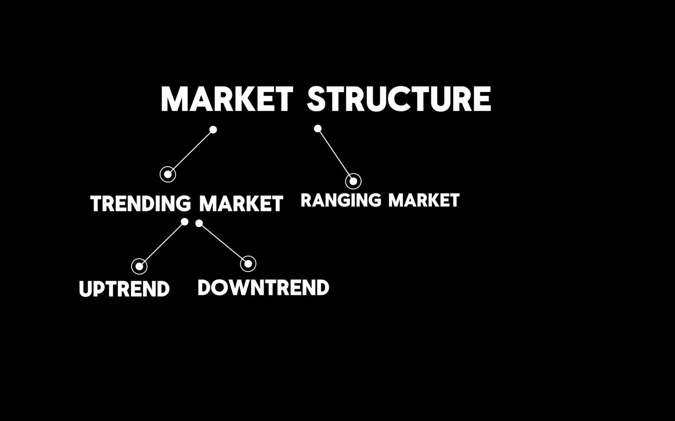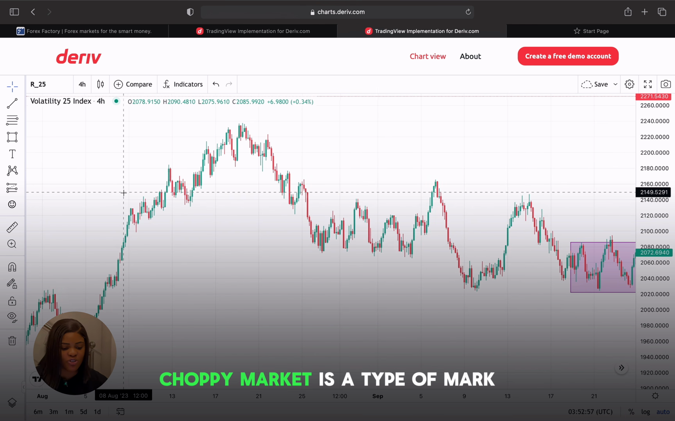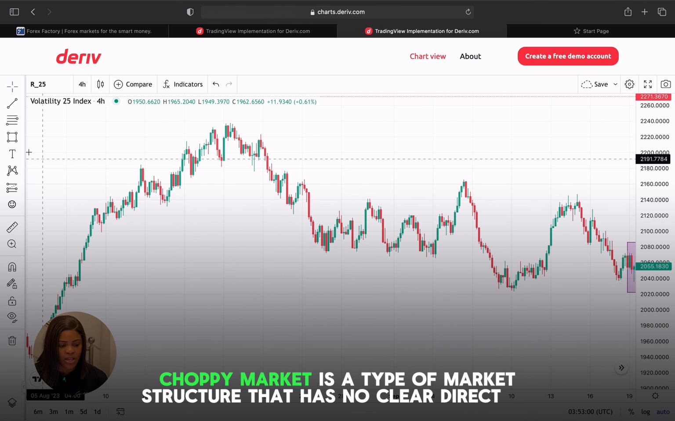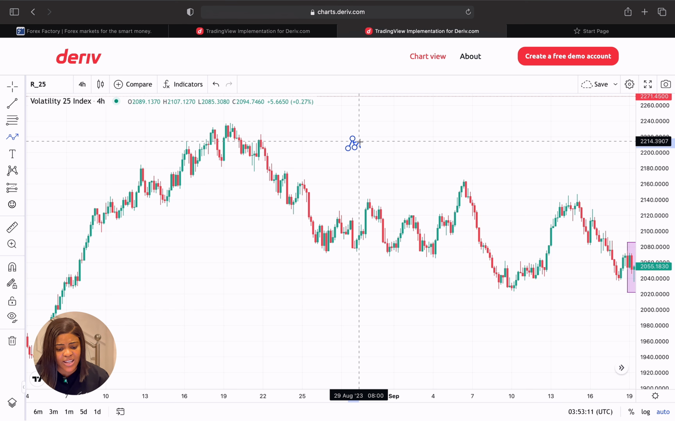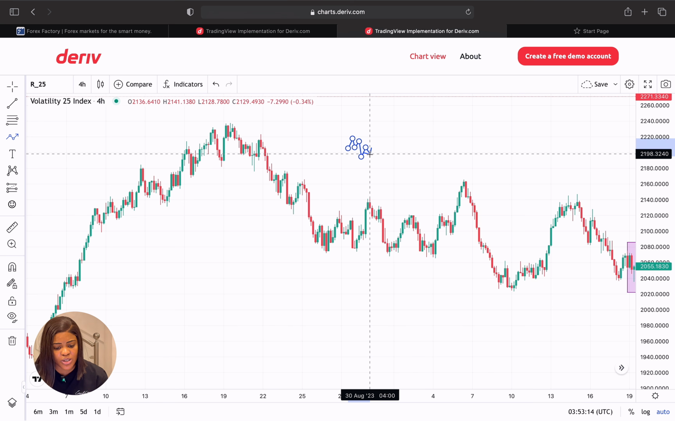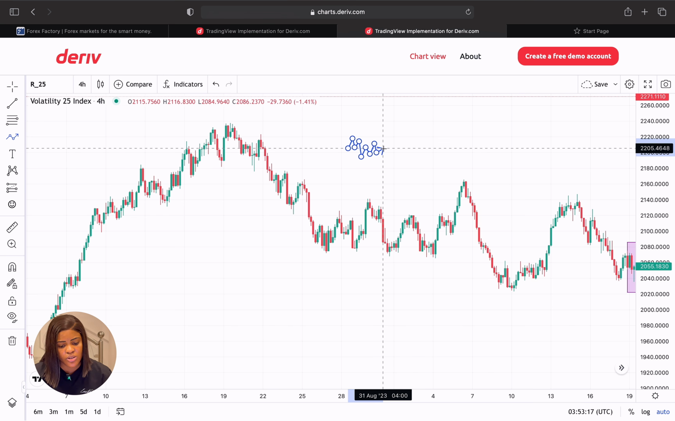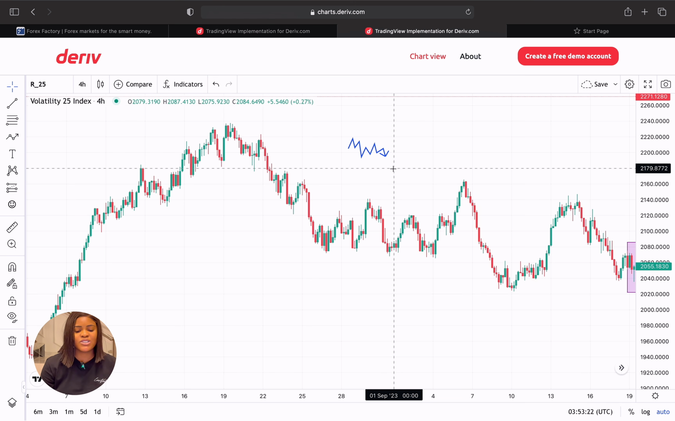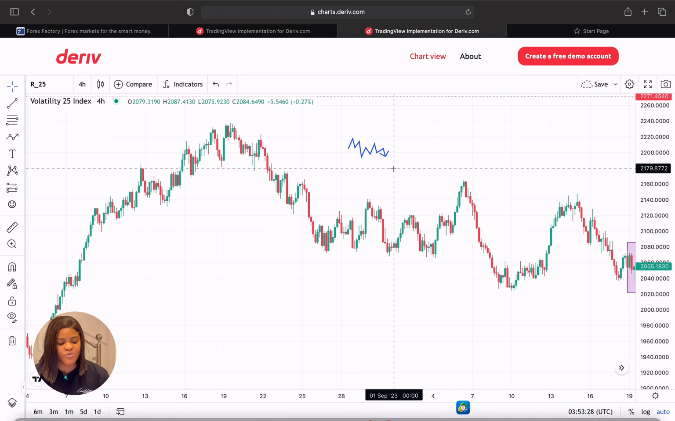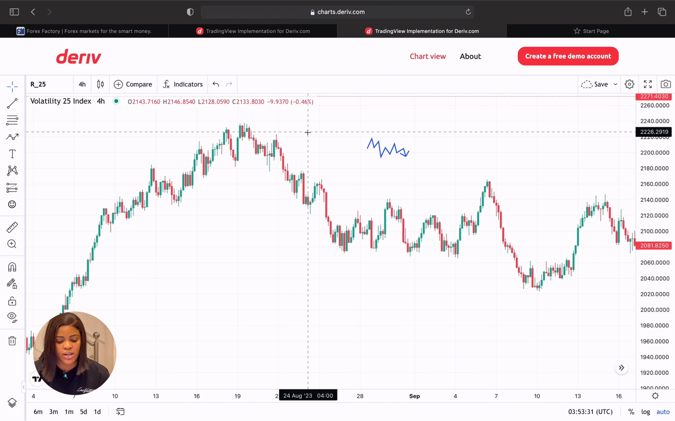Now let's talk about the last type, which is the third type of market structure, the choppy market. A choppy market is a type of market structure that has no clear direction. When you see a choppy market, you run away. Why are you running away? Because the market literally has no clear direction, right? So there's nothing to trade there at that moment. So when you see that type of market, what do you do? You avoid the market, because it's not ranging, it's not trending, it's just choppy. So that's the kind of market you avoid, because there's no clear direction.